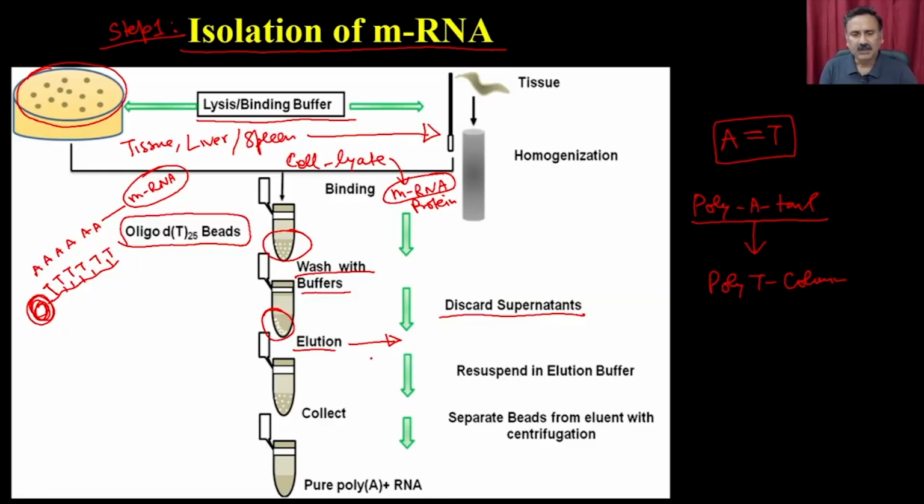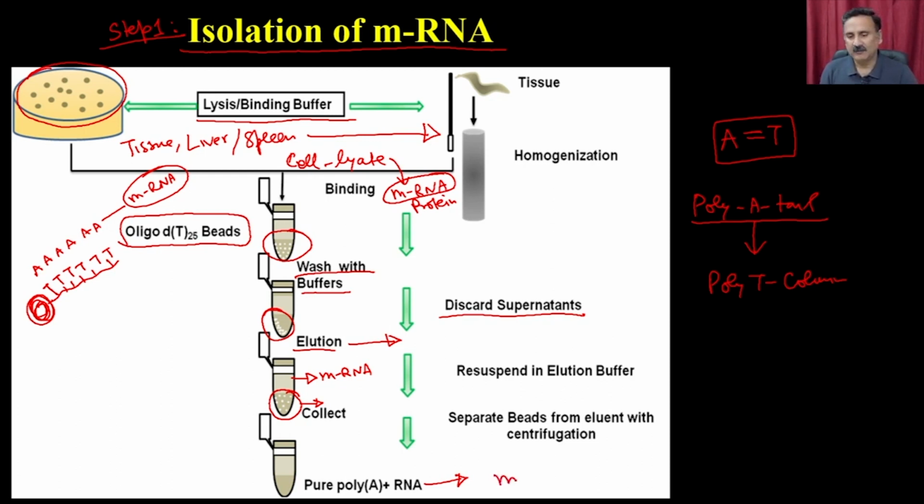Okay. Once you do the elution, you are going to have two fractions: the bead fraction and the supernatant fraction. The bead fraction is not going to contain any messenger RNA because the messenger RNA has already been eluted. It is present in the supernatant, which you can collect into a new tube, and that gives you all the messenger RNA which have the poly A tail. Most of the messenger RNA have the poly A tail.